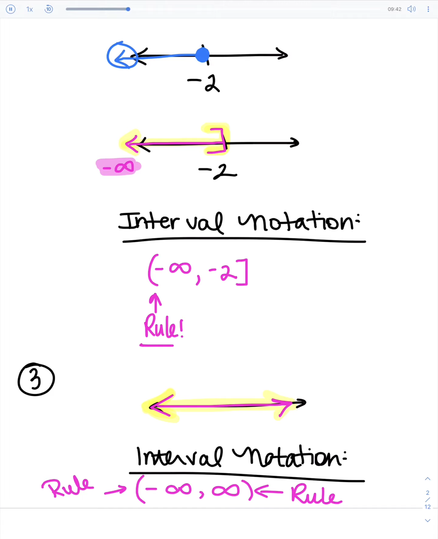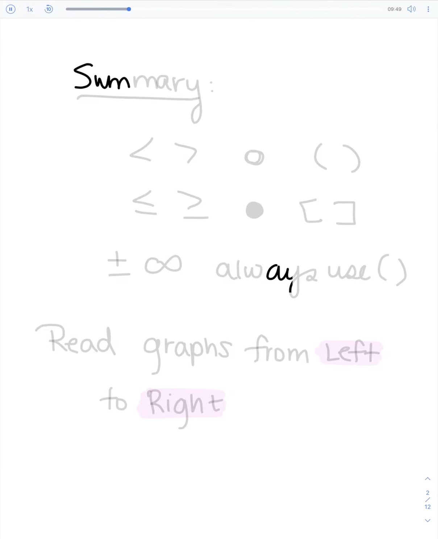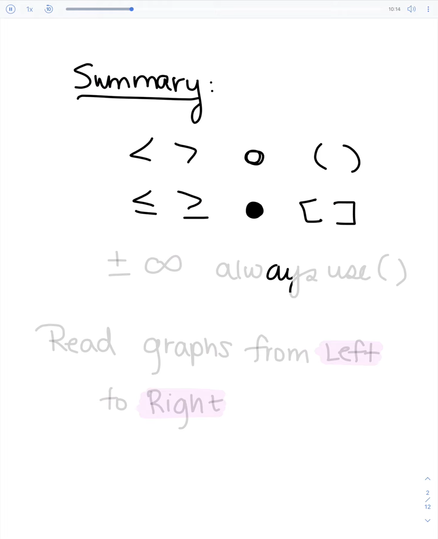So, as a summary, what do we have? In the past, when we've had less than or greater than symbols, we've used open circles. Now we're going to be using parentheses. In the past, we've had less than or equal to's or greater than or equal to's and used closed circles, and now we're going to use brackets. And special cases, if we have infinities of any kind, positive or negative, we're always going to use parentheses for those.